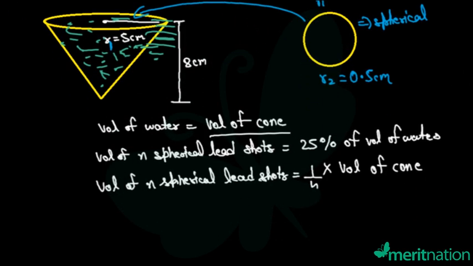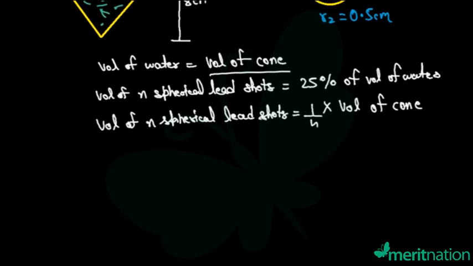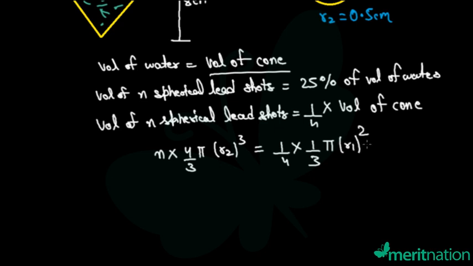Now let's come back to our equation over here. The volume of n spherical lead shots would be equal to n into 4/3 pi R2 cube. The volume of any sphere is equal to 4/3 pi R cube. That's equal to 1/4 into the volume of the cone, which is 1/3 pi R1 square into h. Now from this equation we need to calculate the value of n. n is the only unknown which we have over here.